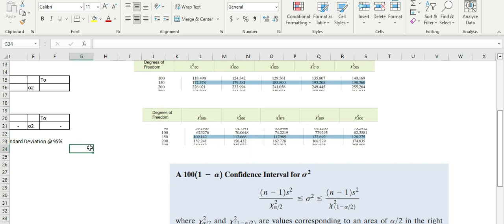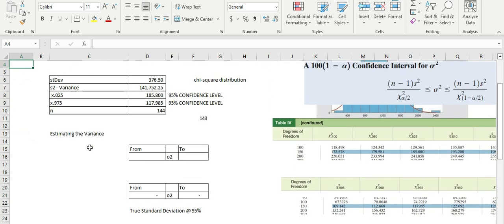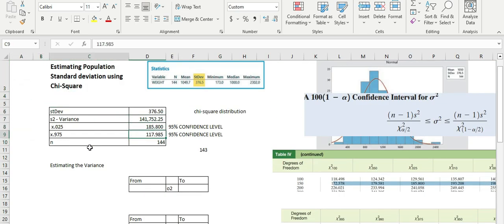So we put it in here. These are the confidence levels for the lower and the upper limit of the chi-square. And our n is 144. Whenever we want to look for the degrees of freedom, we just have to subtract 1, so 143, and we look for the nearest number for 143. The nearest there is 150.